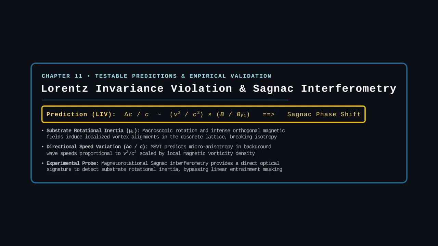MSVT predicts a microscopic phase-dependent directional variation in light speed, delta c over c, on the order of v squared over c squared scaled by the local magnetic vorticity density. This local violation of Lorentz invariance is detectable using a combined magnetorotational Sagnac interferometer, providing a direct optical test for the substrate's physical rotational inertia.